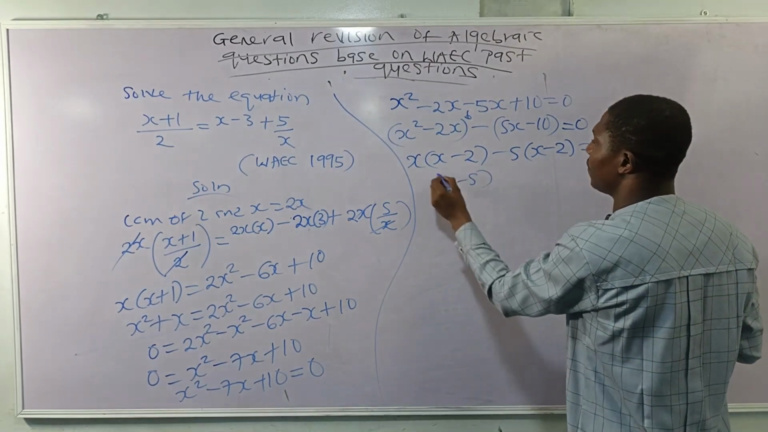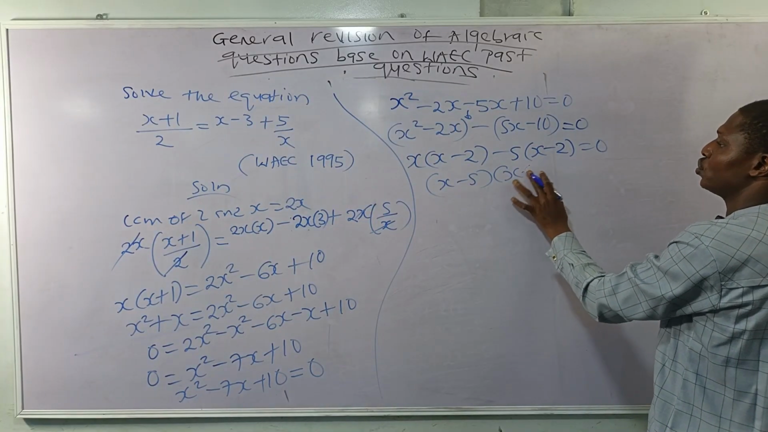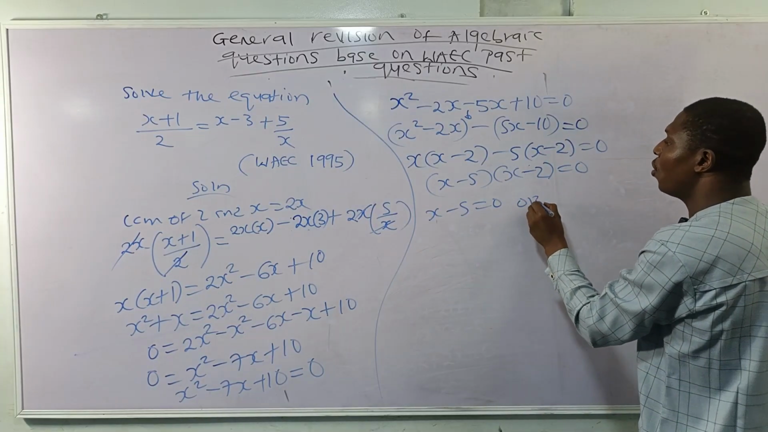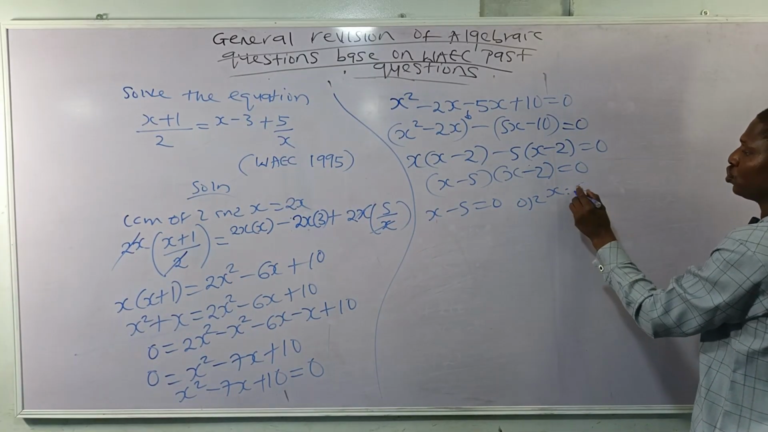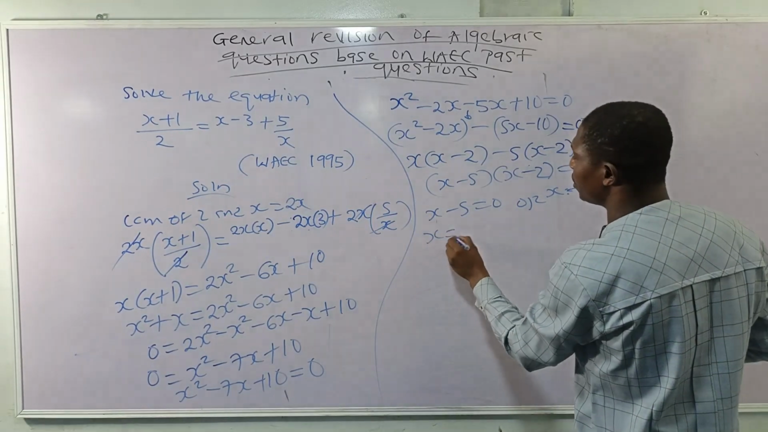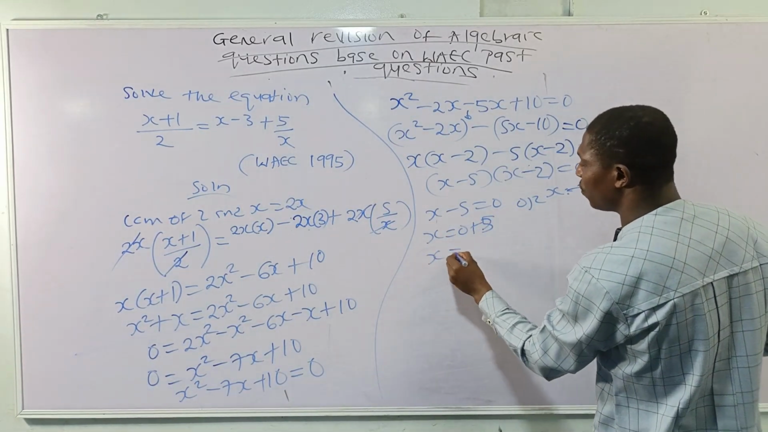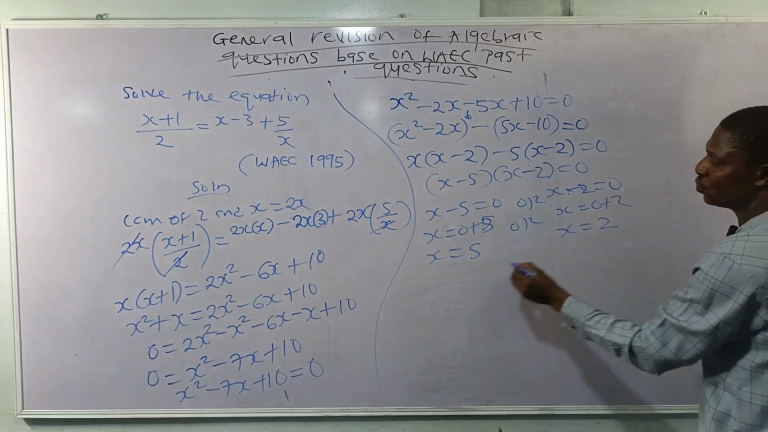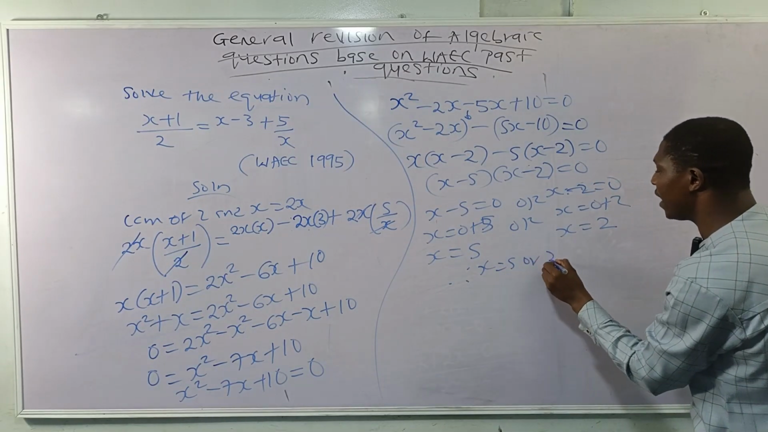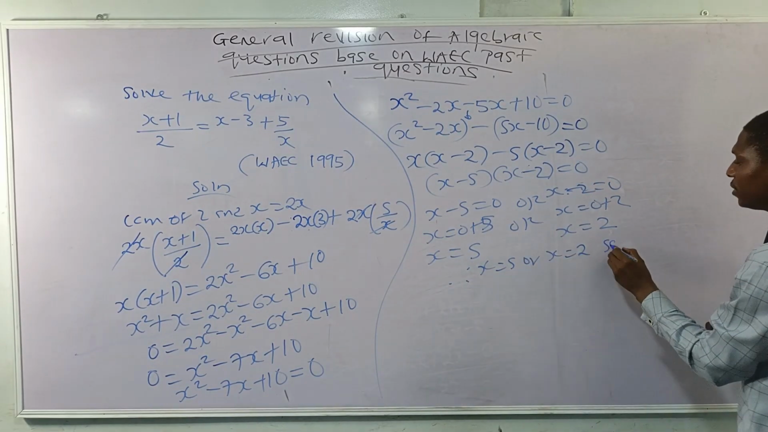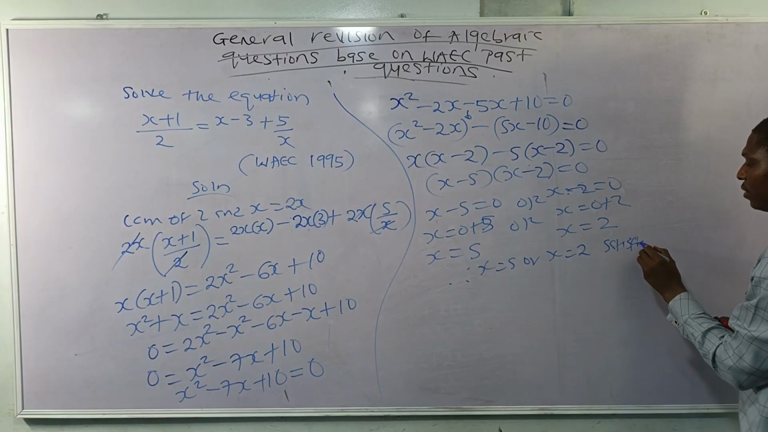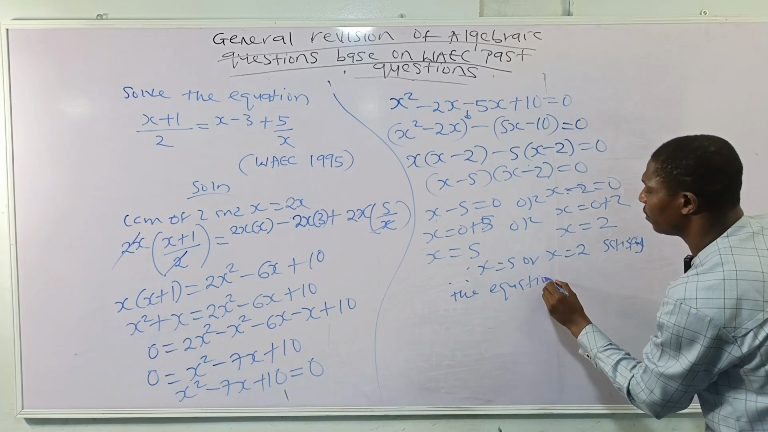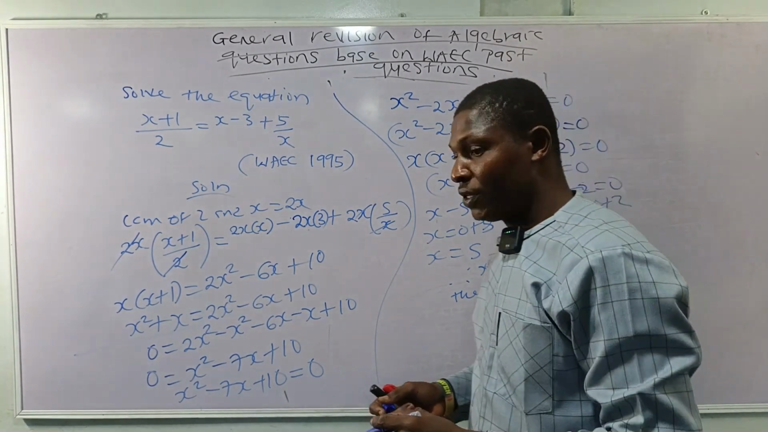So I have (x - 5) and (x - 2) equal to 0. Using the zero product rule, I have x - 5 equal to 0, or x - 2 equal to 0. And I have x equal to 0 plus 5, which equals x equals 5, or x equals 0 plus 2, and x equal to 2. Therefore, x equal to 5 or x equal to 2 satisfy the equation. Thank you.